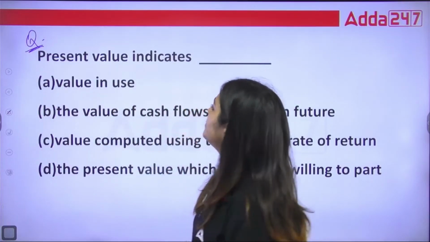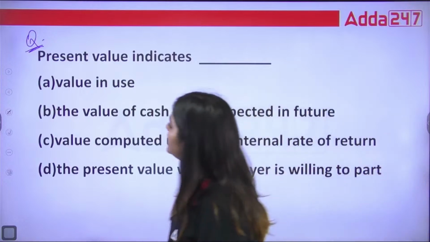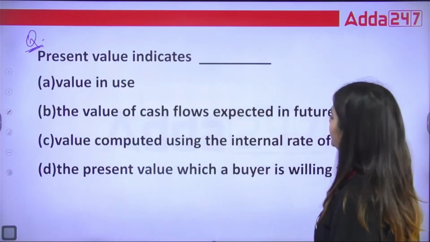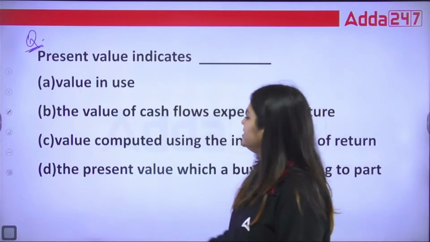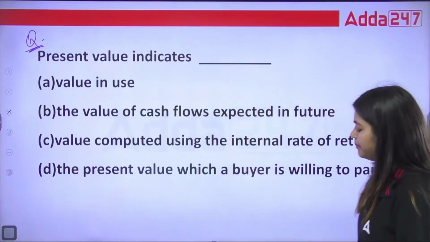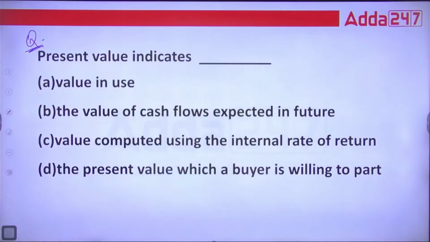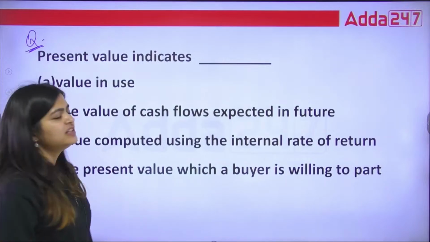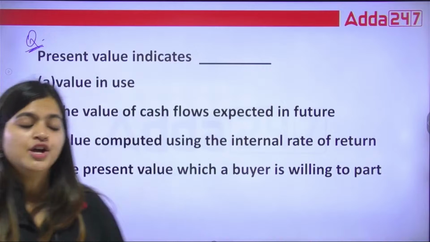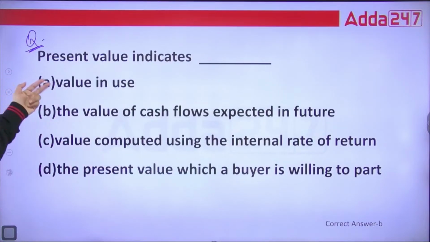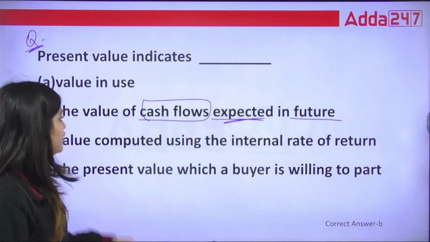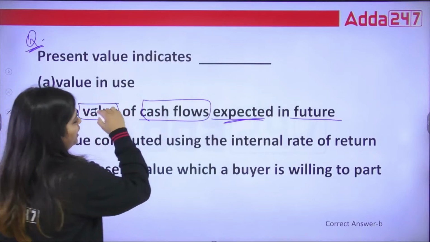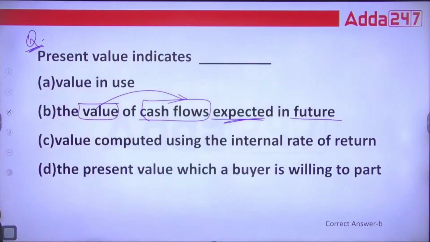Okay, so present value indicates what? A, value in use. B, the value of cash flows expected in future. C, value computed using the internal rate of return. D, the present value which a buyer is willing to part. In this, they are asking, what does the present value indicate? So the present value indicates the value of the cash flows that you expect in the future. It shows the value which you are going to receive in the future. So the correct answer is B.